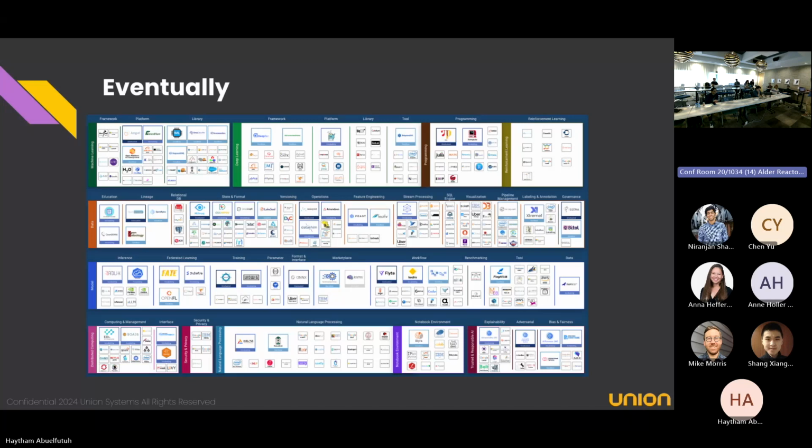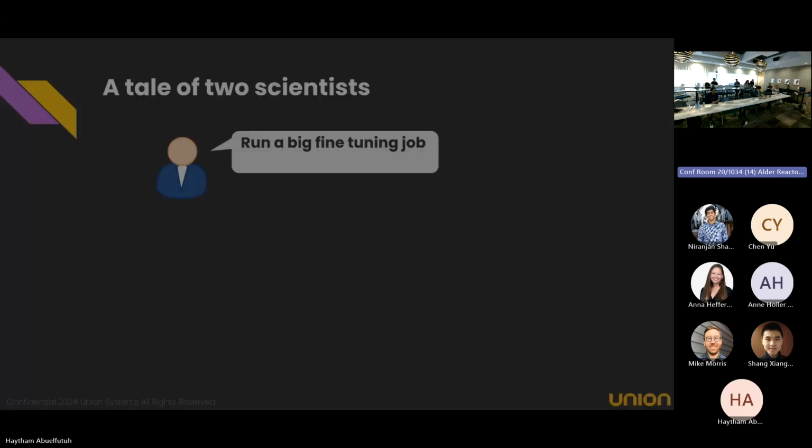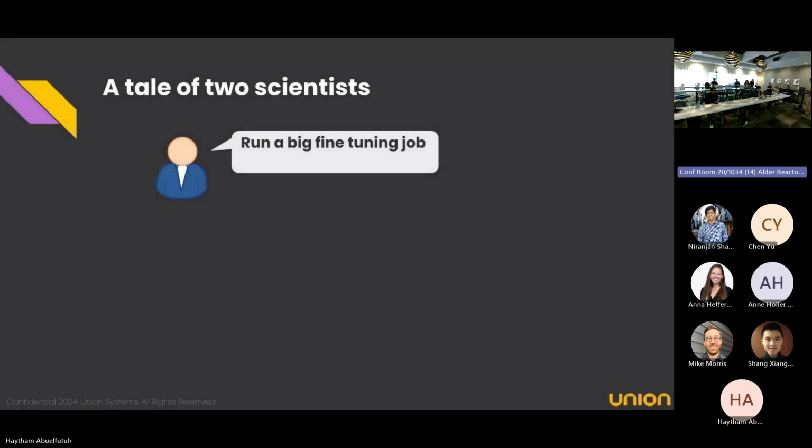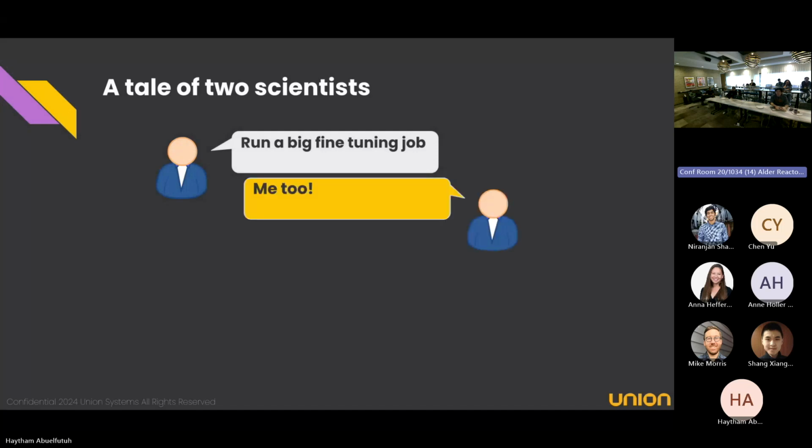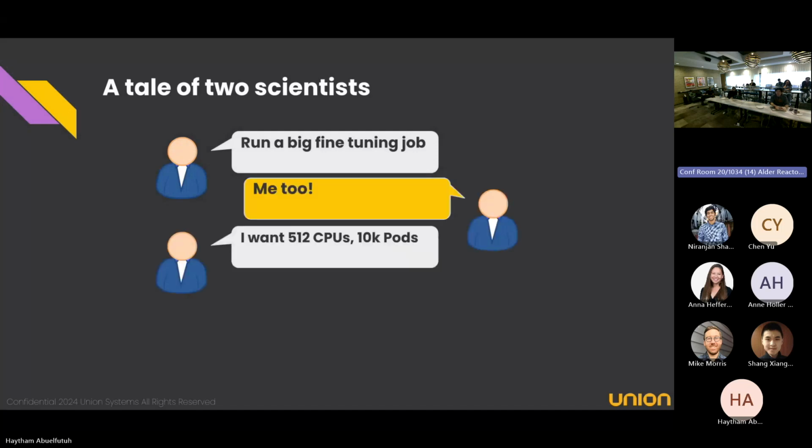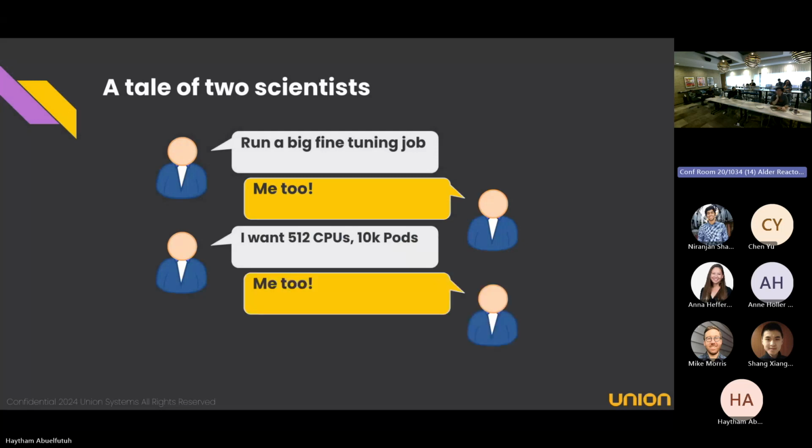It's just super hard, and it gets even harder when you throw in one more person who's trying to share the same cluster. So you want to run one fine-tuning job, and then another person wants to run this. I want these many CPUs and pods, and then the other person wants the same thing, right? And then you run into crazy challenges.